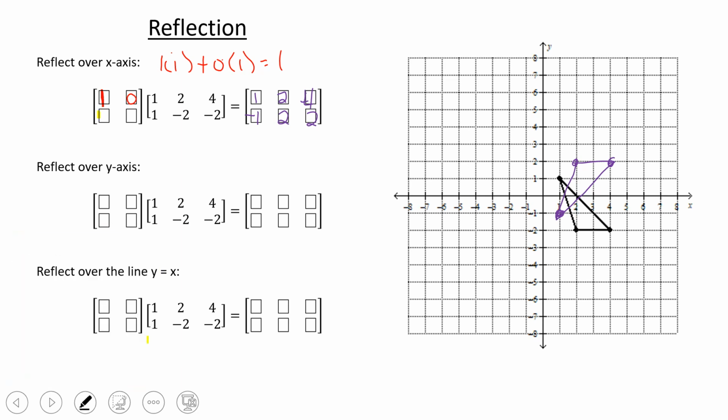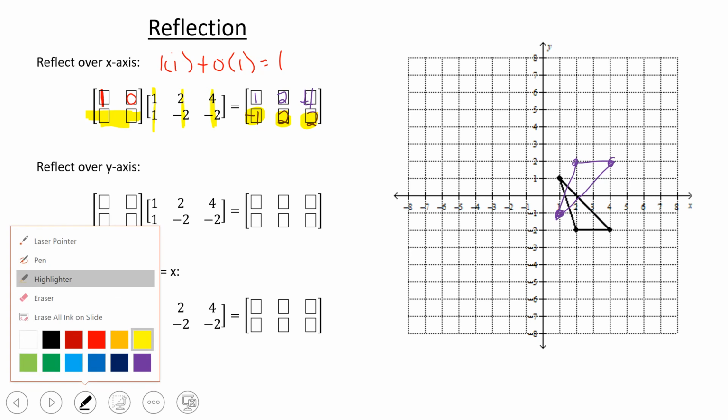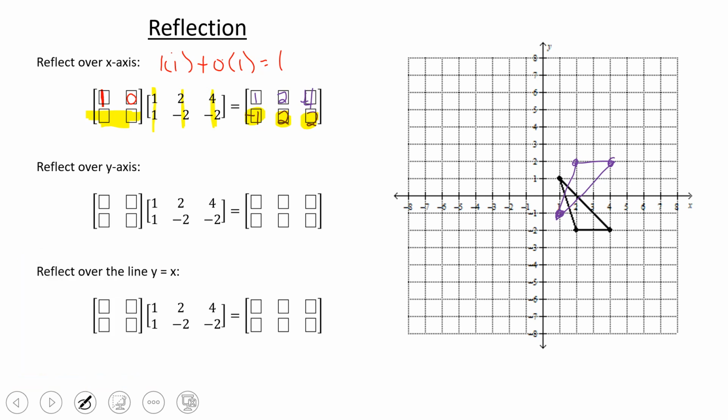I need this times this to give me negative 1. And this bottom row times this column to give me positive 2. And this row times this column to give me 2. Well, I noticed that the numbers match the bottom row, which means whatever's in that top row of that 2 by 3 isn't going to matter. So this has got to be a 0 because I'm going to multiply those by 0.